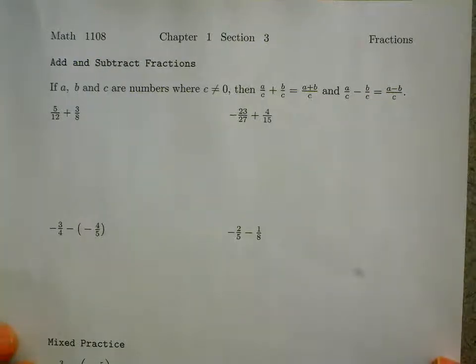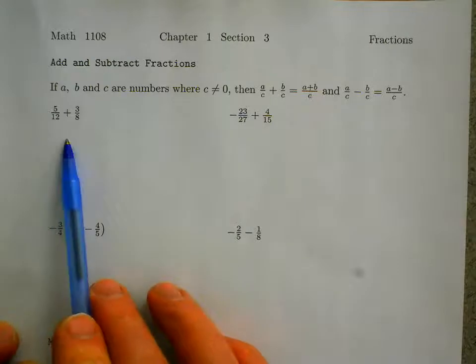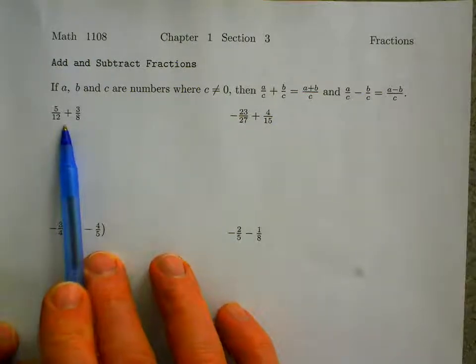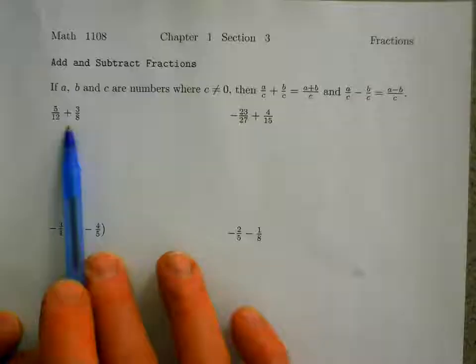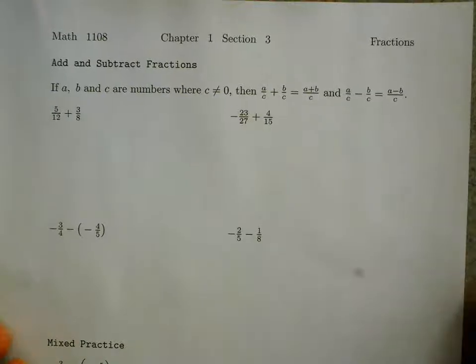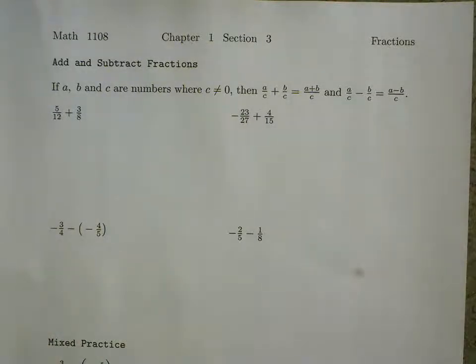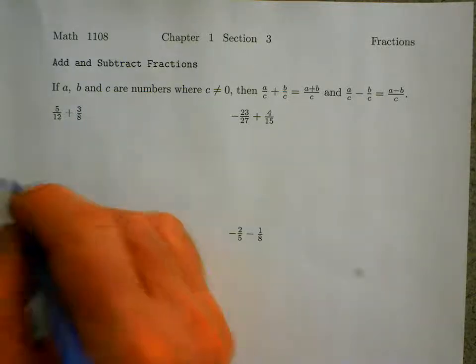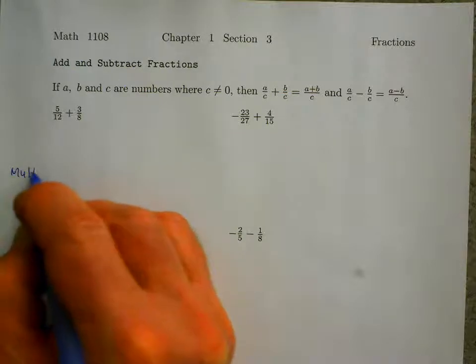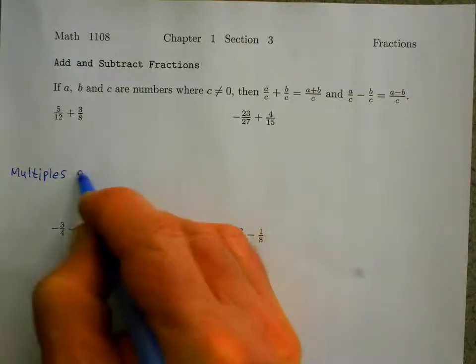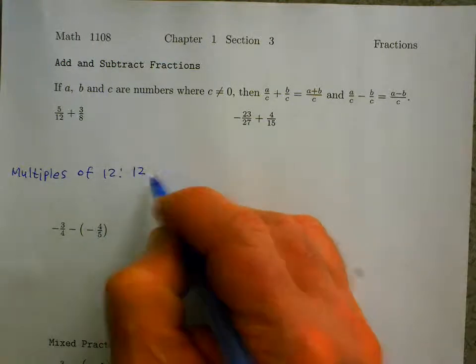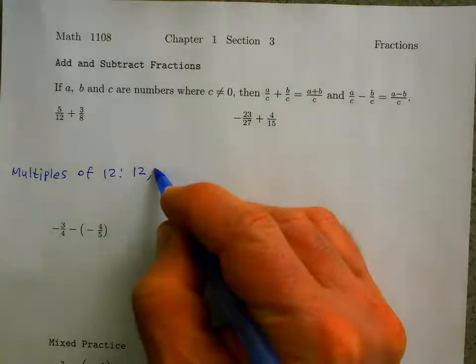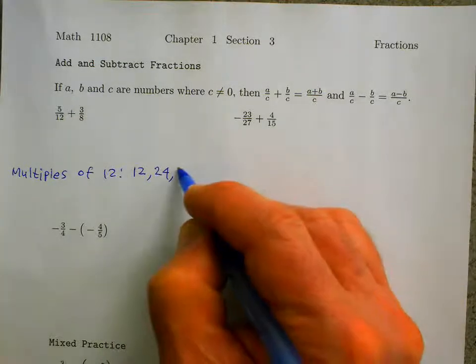Okay, so in this first example, the denominators are not the same, so we have to do preliminary work before we add these fractions. So we want to find a common multiple of the denominators. The multiples of 12 are 12 times 1, 12 times 2, 12 times 3, and so on.